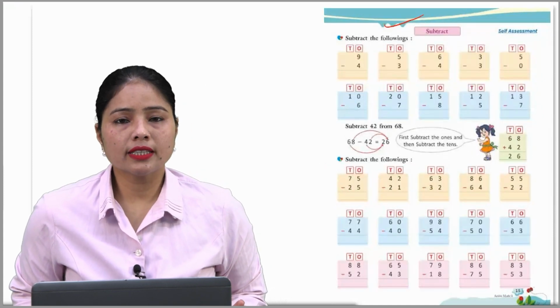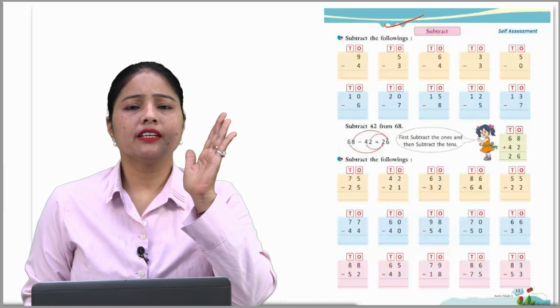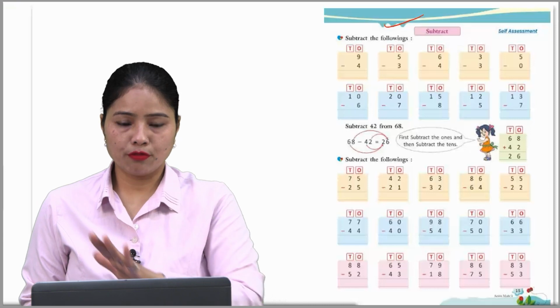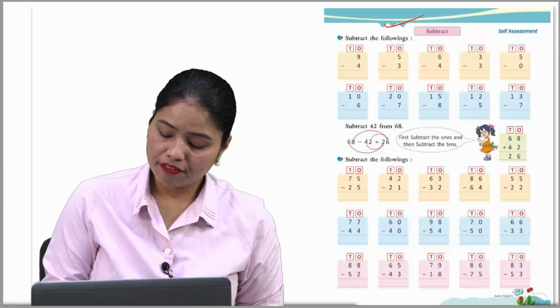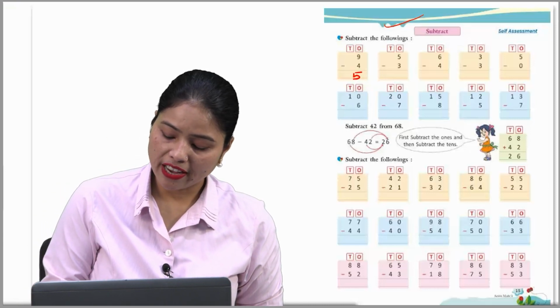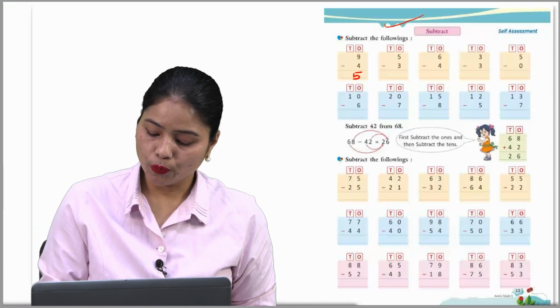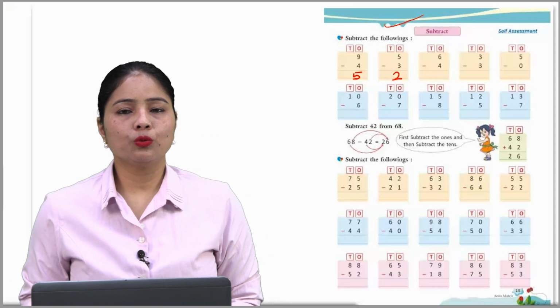Next, subtract. Subtract the followings. So first one is given 9 and 4. So you have to subtract 9 and 4. So 9 और 4 में से गया 5. 9 में से 4 गए 5. Similarly 5 में से 3 गए 2. Okay. So fill it on your own beta.